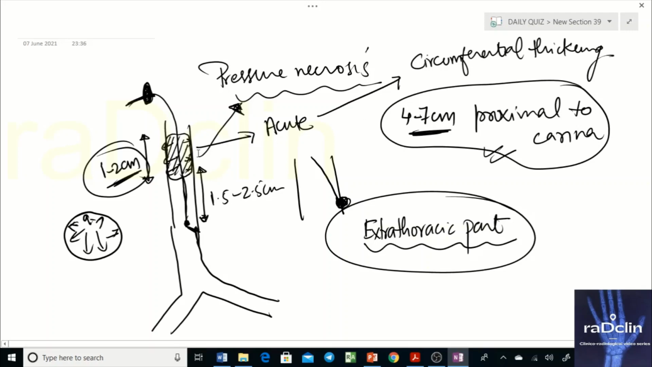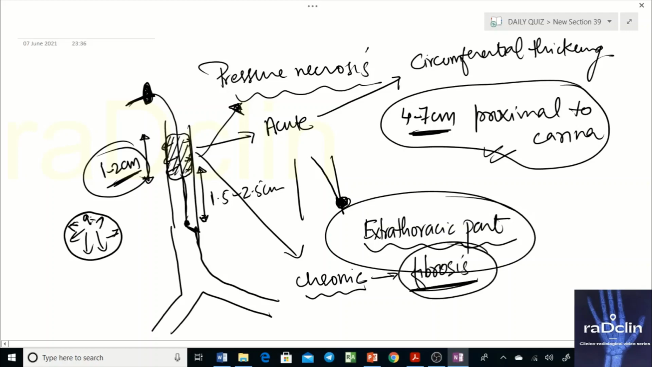Whereas if it is chronic, or if the patient has a long history of intubation, or a history of multiple intubations, in that case, there are multiple episodes of pressure necrosis that have happened. So what will happen? Fibrosis will start to develop. An element of fibrosis would be there due to chronic inflammation. And this fibrosis will cause what?